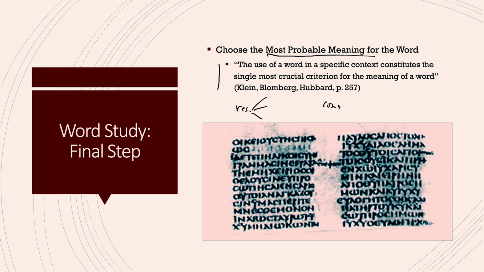But when you get to the context, you're going to have to play a game of eliminating. So you're going to say, okay, that meaning doesn't work here. That meaning doesn't work here. This meaning works best in the context, and come up and make a decision on the word.